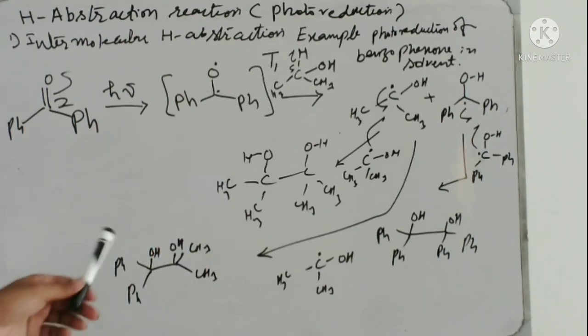So basically there are three possibilities here. We can get three types of product through photoreduction of benzophenone in the presence of isopropanol as a solvent.